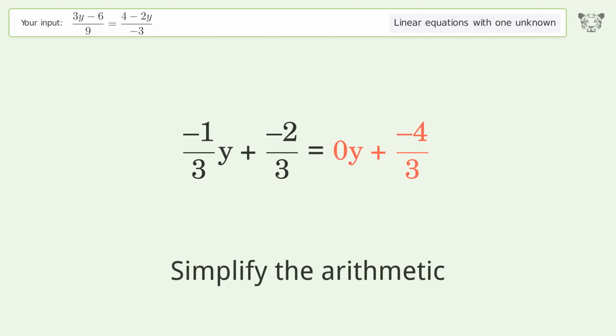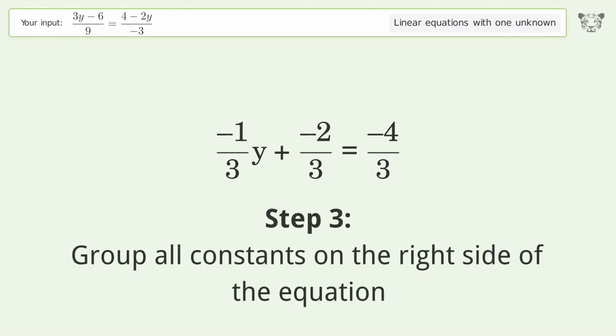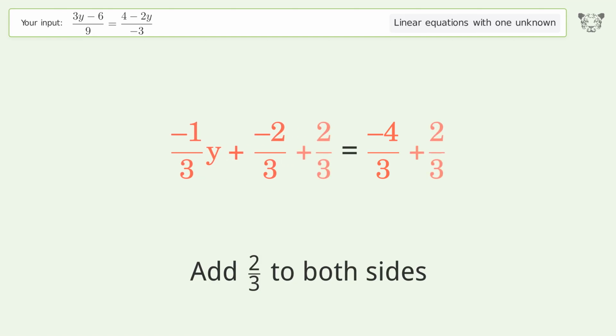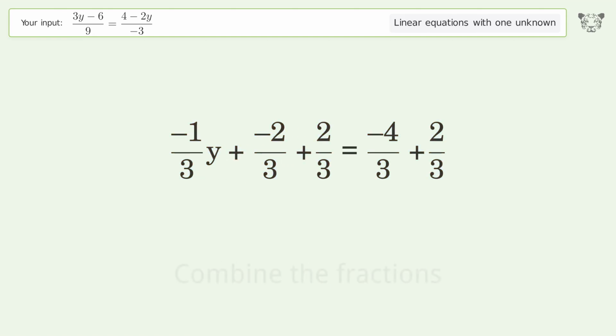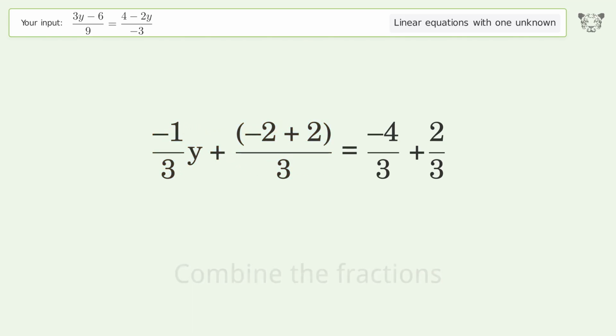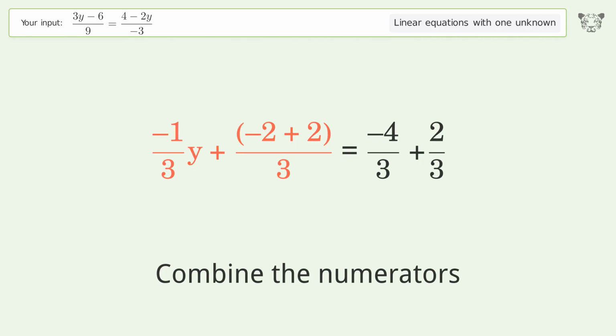Simplify the arithmetic. Group all constants on the right side of the equation. Add 2 over 3 to both sides. Combine the fractions. Combine the numerators.